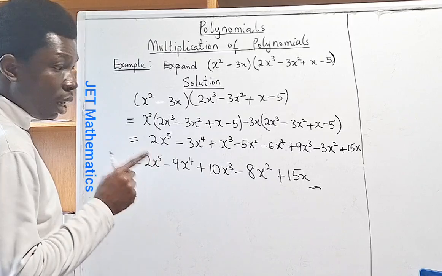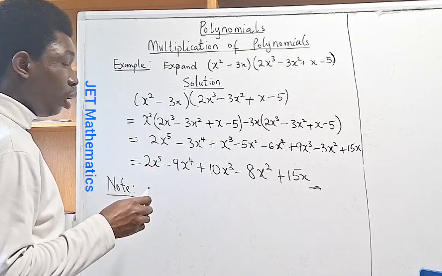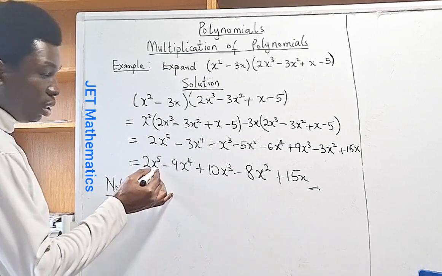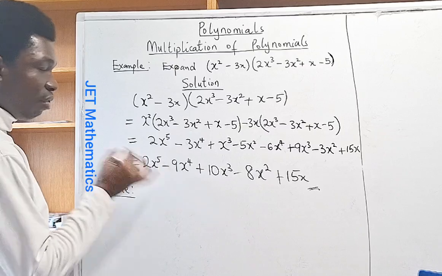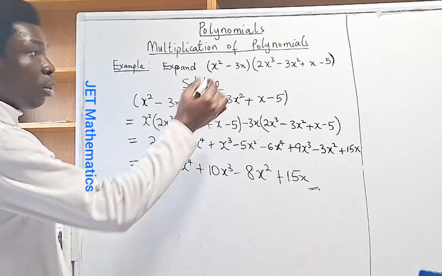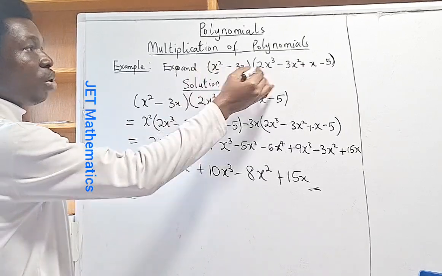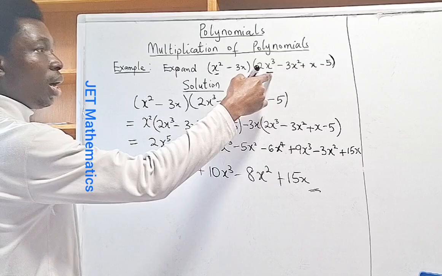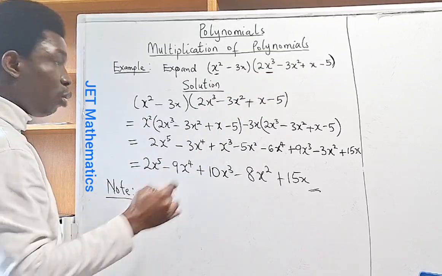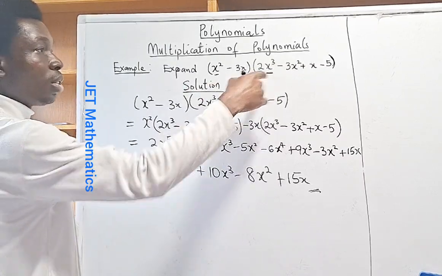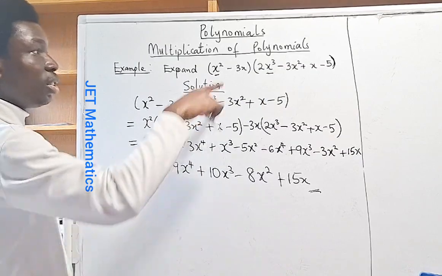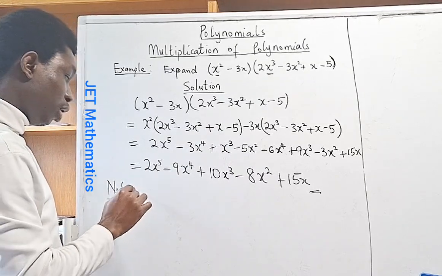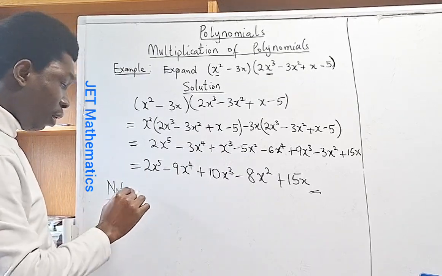All right, now one thing we must know, look at the degree of the resulting polynomial. The degree of the resulting polynomial is 5, but the degree of the individual polynomials that were multiplied was 2 and 3. So when you multiply two polynomials, the resulting degree is the sum of the individual degrees. Okay, I'll just drop that here.